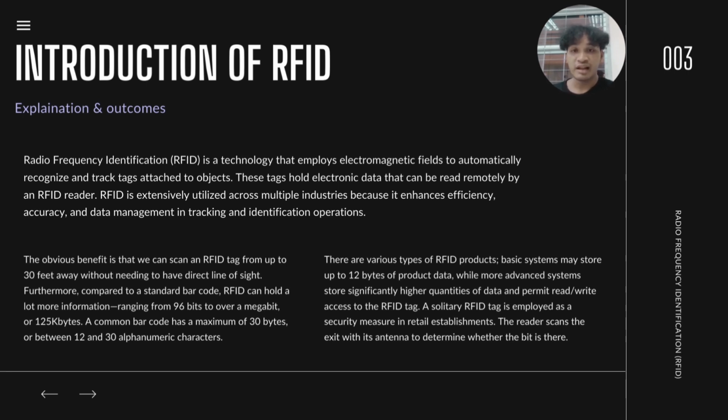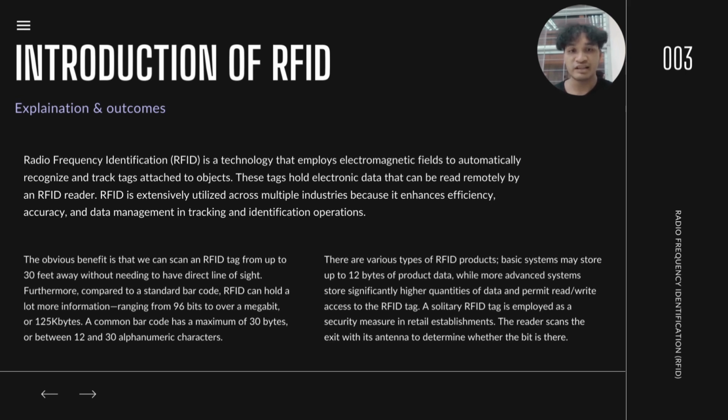Next, the obvious benefit is that we can scan an RFID tag from up to 30 feet away without needing to have direct line of sight. Furthermore, compared to a standard barcode, RFID can hold a lot more information, ranging from 96 bits to over a megabit or 125 kilobytes, and a common barcode has a maximum of 30 bytes or between 12 and 30 alphanumeric characters.